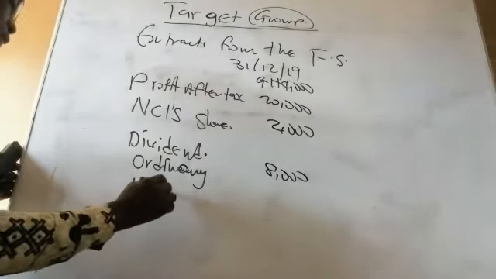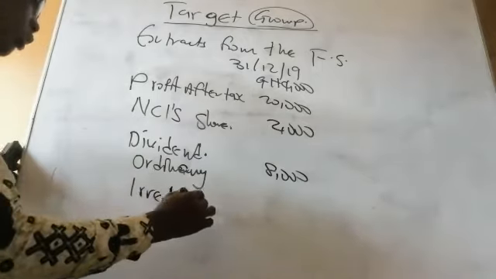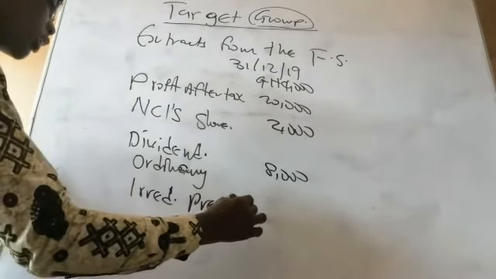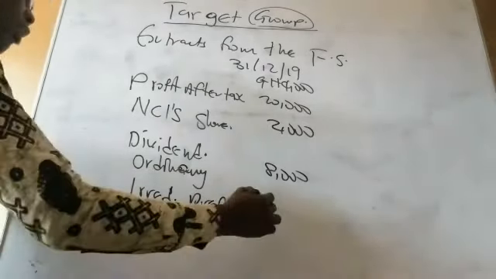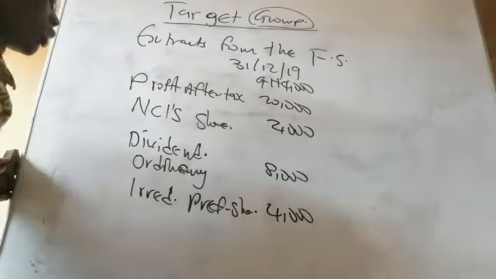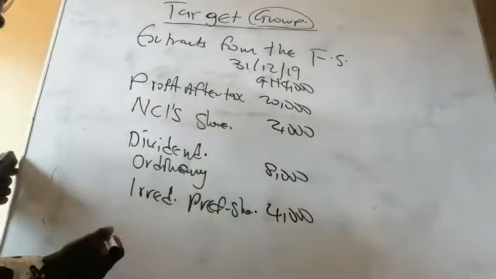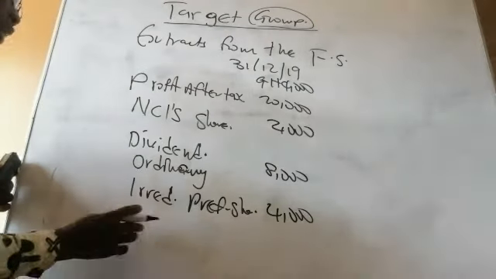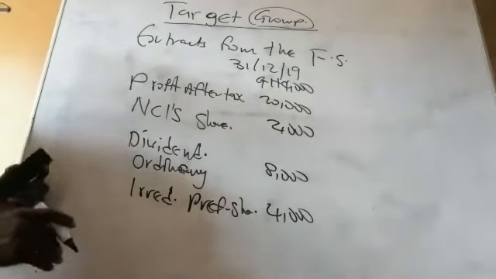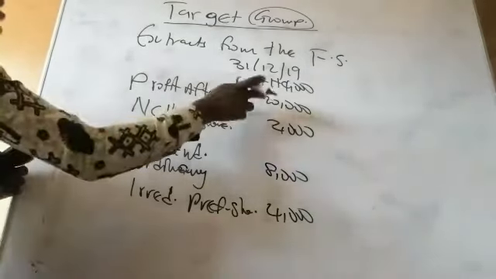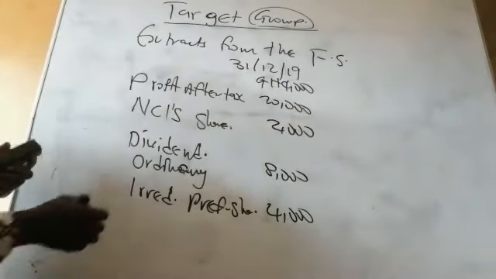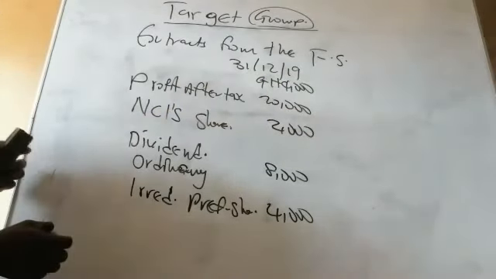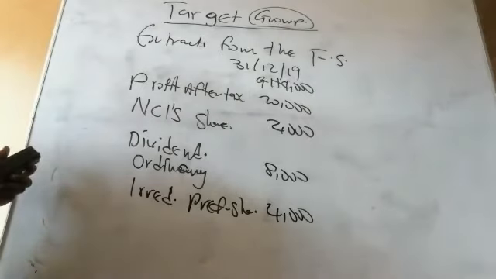Irredeemable preference shares, they also paid 4,000. And then we work the case. Redeemable preference shares, don't touch it. So that one will be accounted for before arriving at this profit after tax. So that is it.